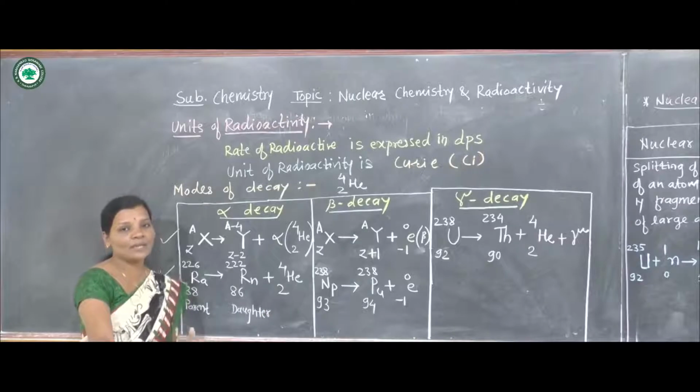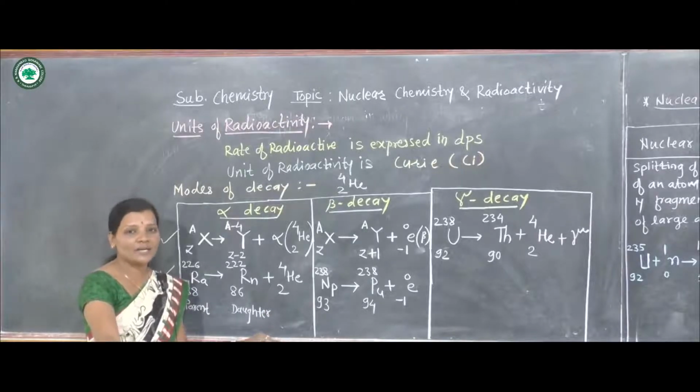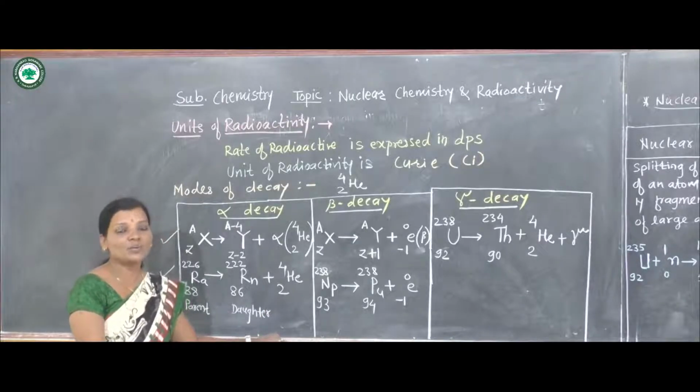That means simply when alpha particles are emitted by a radioactive element, a new daughter nucleus is formed which has an atomic number less by 2 and a mass number less by 4.